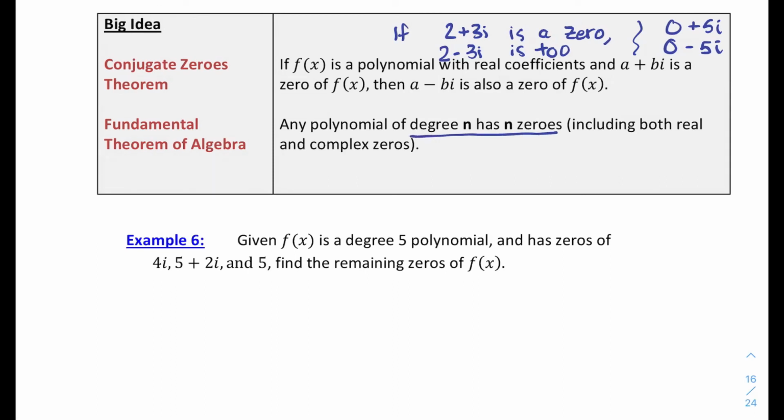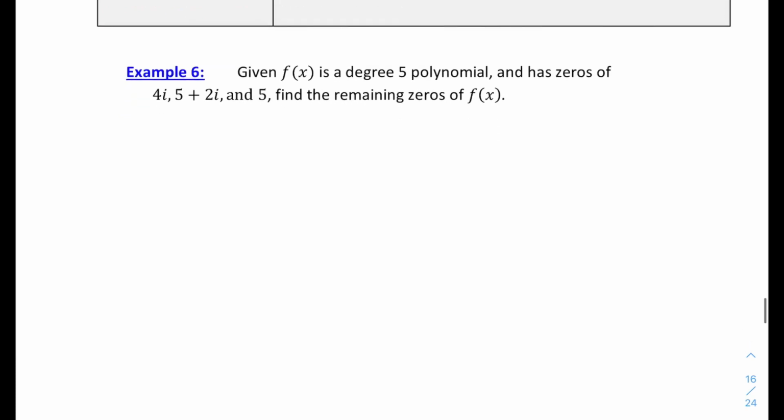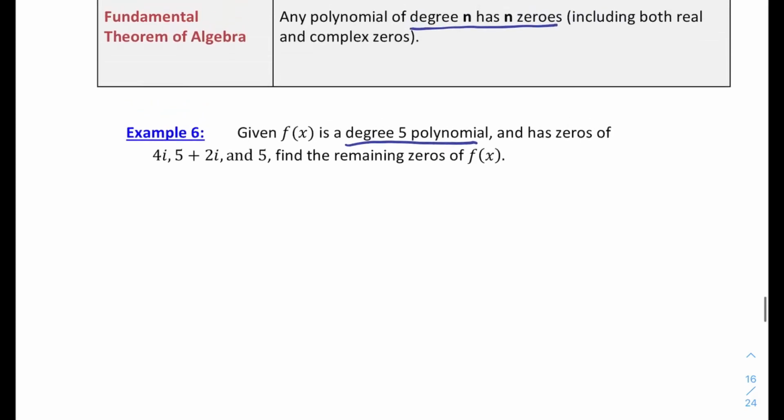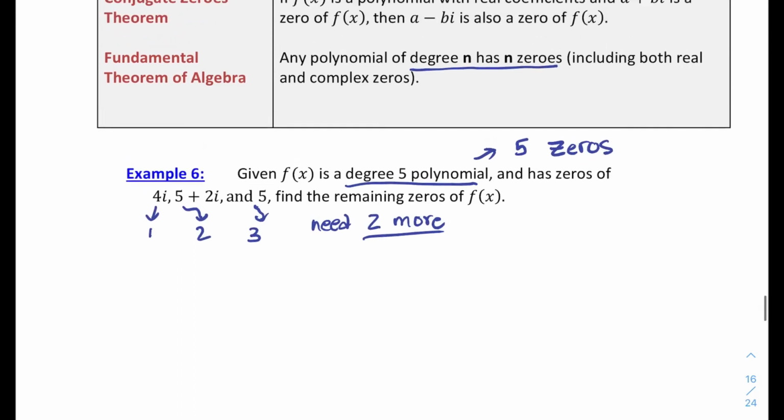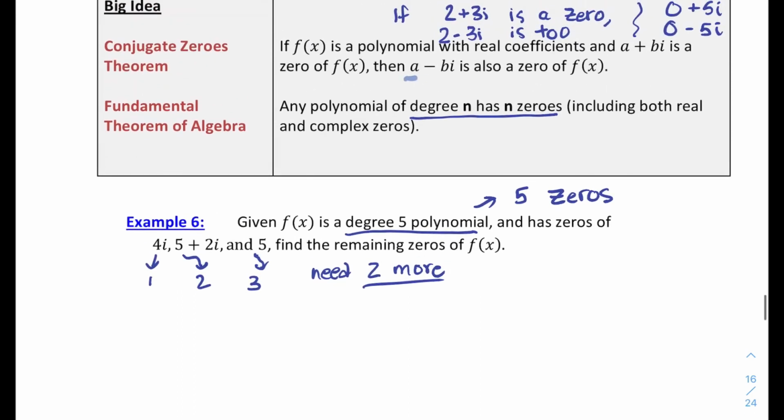So reminder, the fundamental theorem of algebra says a polynomial of degree n has n zeros. So if we are looking at this degree 5 polynomial, it should have, according to the fundamental theorem of algebra, 5 zeros. Some of them might be real numbers, some might be non-real numbers. So if we count up how many we're given here, we're given 1, 2, 3 zeros. That means that I'm missing 2 more. So in this case, the conjugate zeros theorem is actually going to give me those 2 more zeros that I'm looking for, because I have a couple of complex zeros and their conjugates will also be zeros.